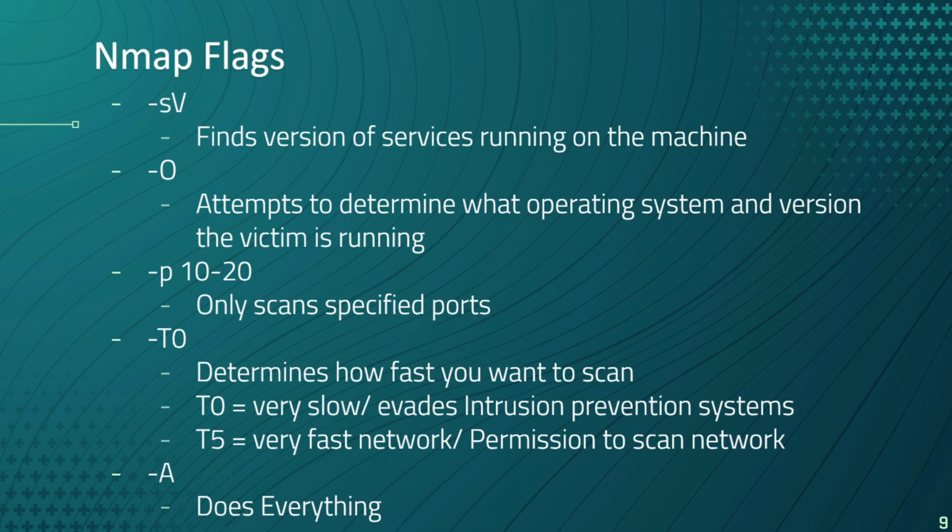-T, 0 through 5, which determines how fast you want to scan. So T0 is very slow, and this is when you really want to be sneaky, and T5 is very fast and requires a lot of bandwidth, and it's very noisy on the network. And then our last is -A, which basically does all of the above.